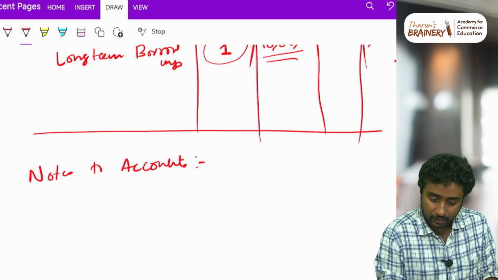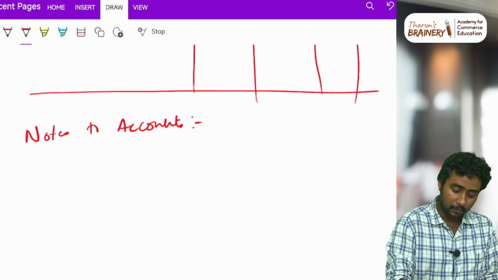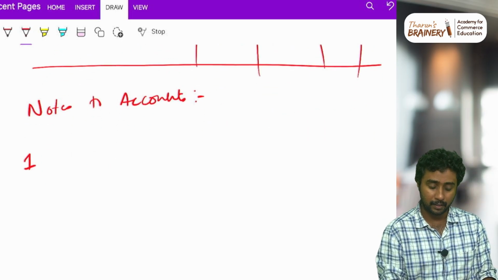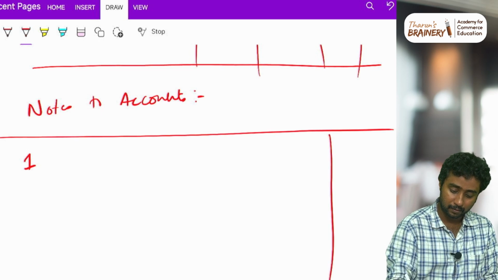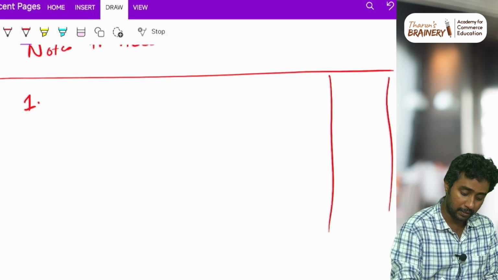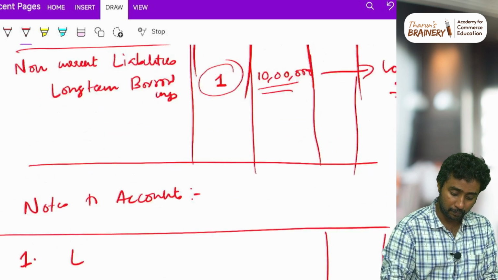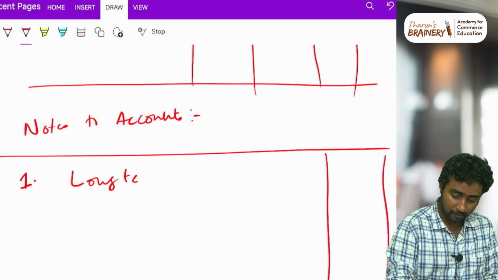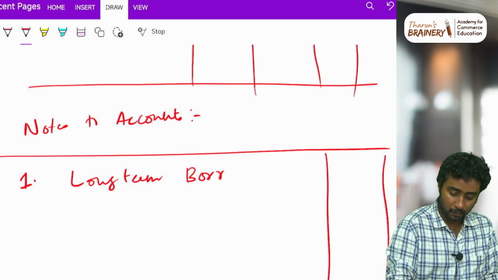Notes to accounts. So what are we going to do here? In notes to accounts, we will write note number 1. We'll be writing note number 1, and you will be writing for which amount you are preparing this note: long term borrowings.